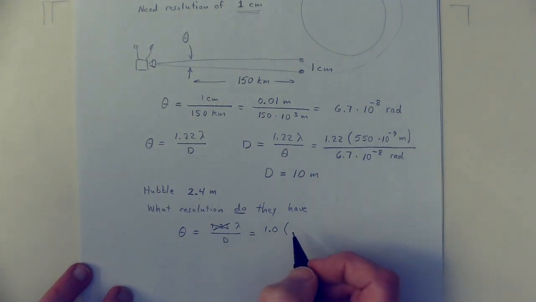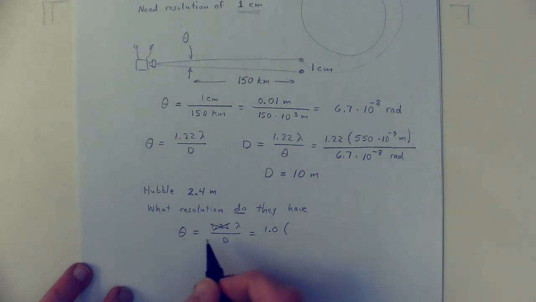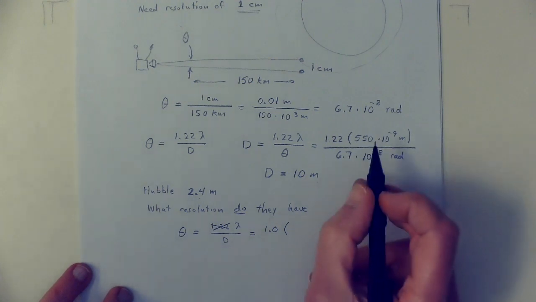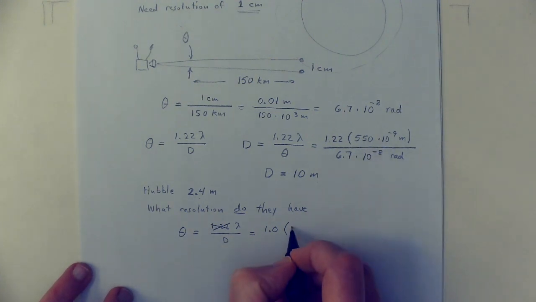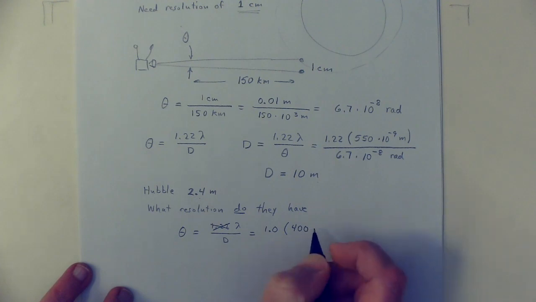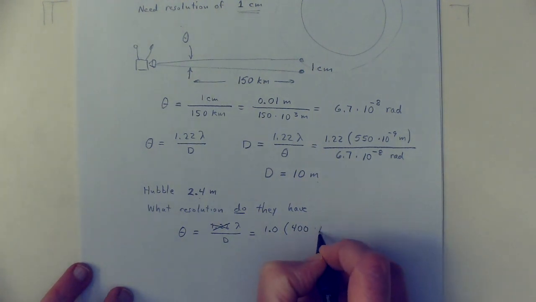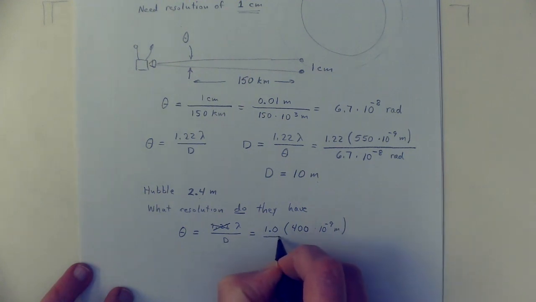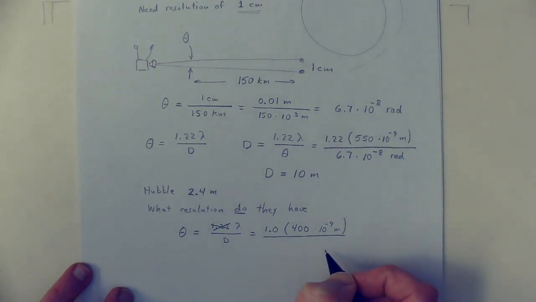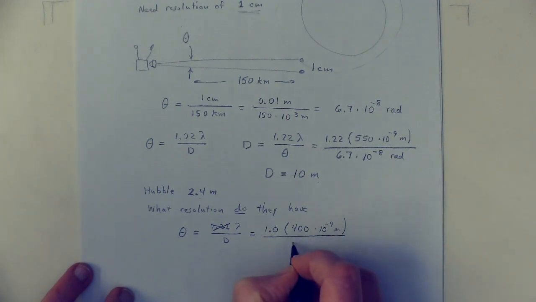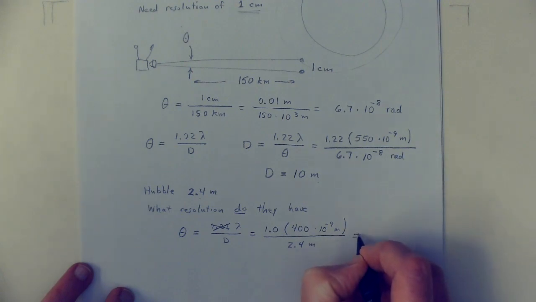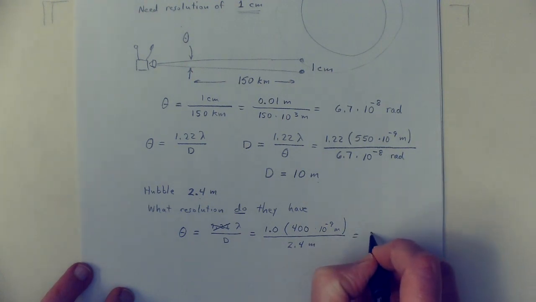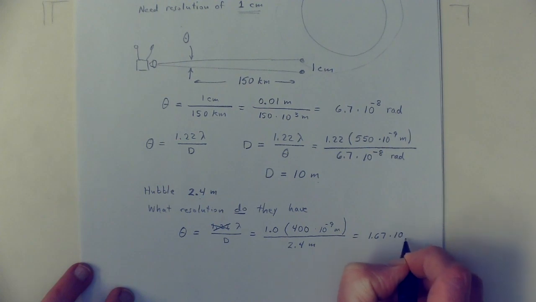Let's push it, and you can see, well, which way would you push it? If you want to get smaller resolution, you use shorter wavelength light. So let's go down to the blue end of the spectrum and put in 400 times 10 to the minus 9. That's right at the edge of the visible spectrum. And then down here we put 2.4 meters. And what we get out of this in angular resolution is 1.67 times 10 to the minus 7 radians.